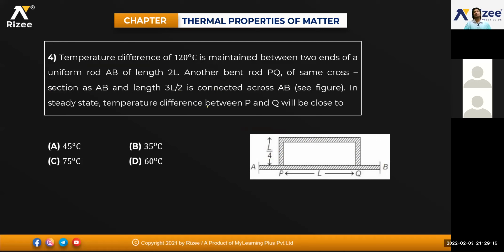In the steady state, the temperature difference between P and Q is how much? Can anyone try it? Take 2 minutes of your time. First read the question and see what you can understand from that one. Identify where there is a division of the current or heat flow, so I identify which is a series combination and which is your parallel combination.